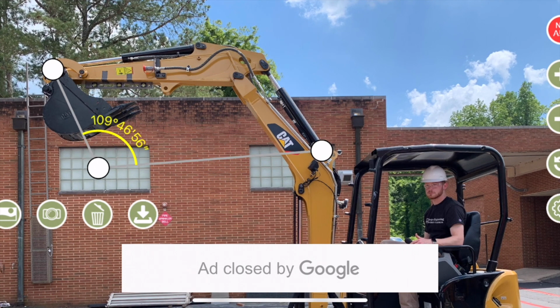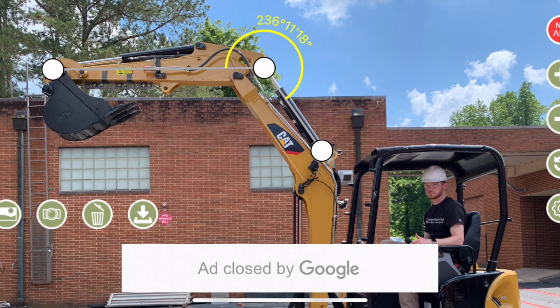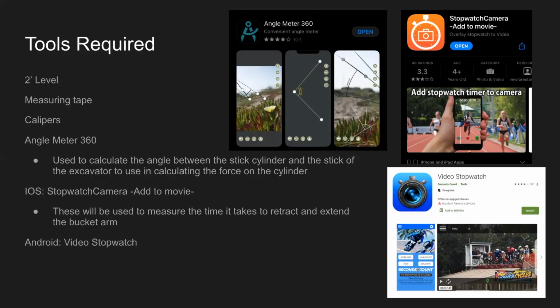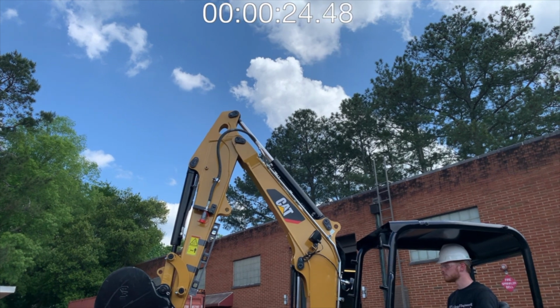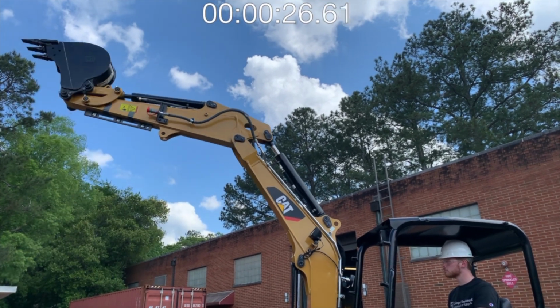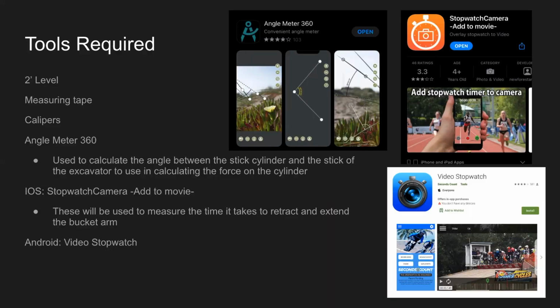And the next one will be used to measure the time it takes to retract and extend the bucket arm. For iOS devices, you'll be using Stopwatch Camera, Add to Movie. And for Androids, you'll be using Video Stopwatch.